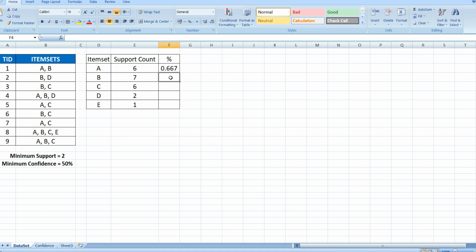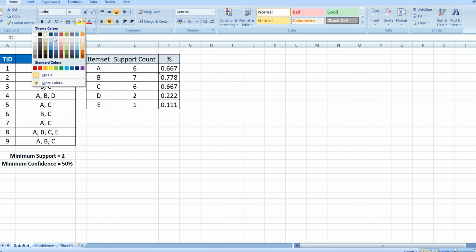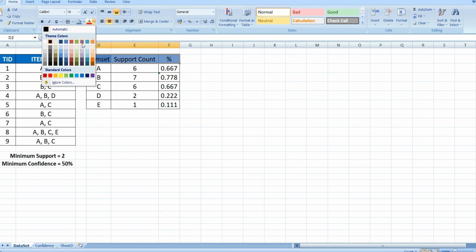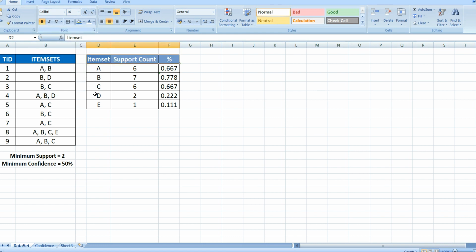And then we also go ahead and do the same for B divided by 9. We do the same for C, 6 divided by 9. We also do the same for D, which is equal to 2 divided by 9. We do the same for the last item set, 1 divided by 9. Let's keep those values for now.